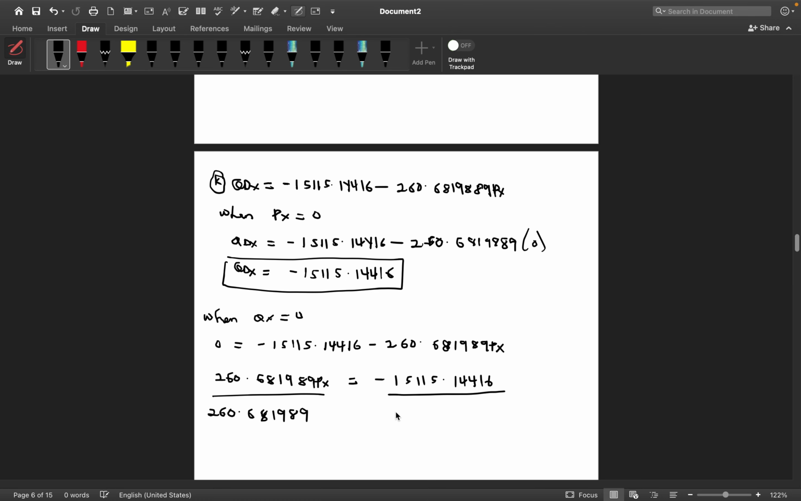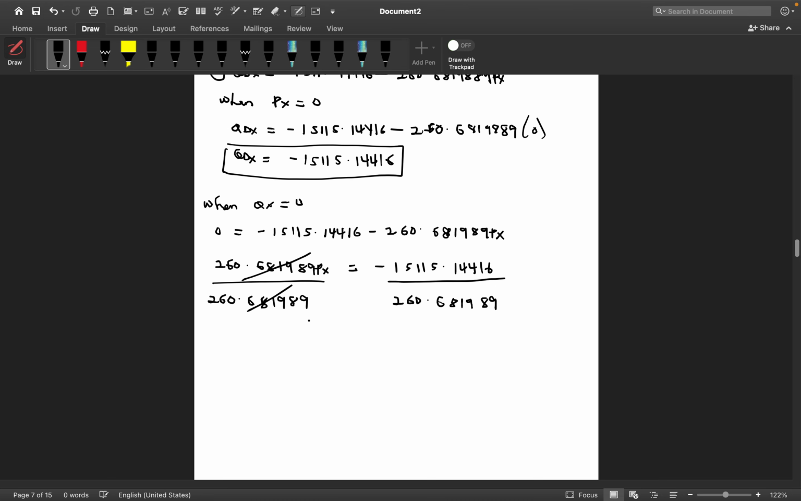260.681989. So now PX is equal to minus 1,511.14416 divided by 260.681989 gives us PX is equal to minus 1, sorry, it's minus 57.